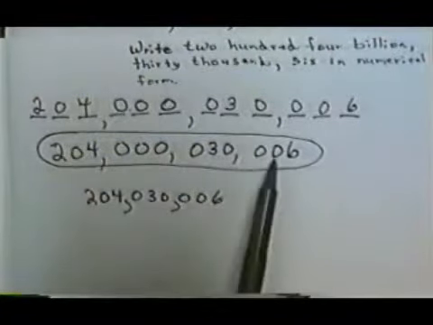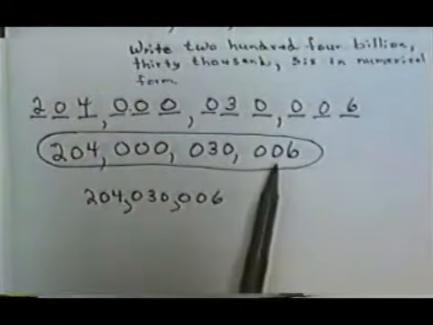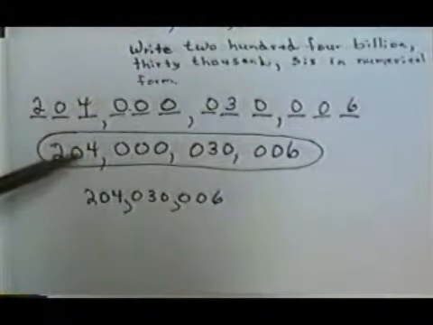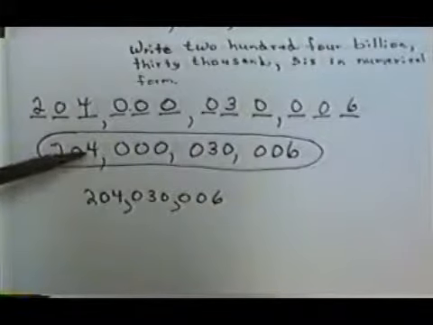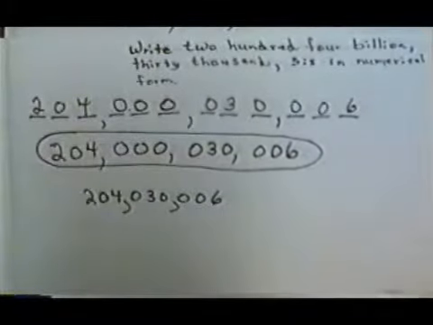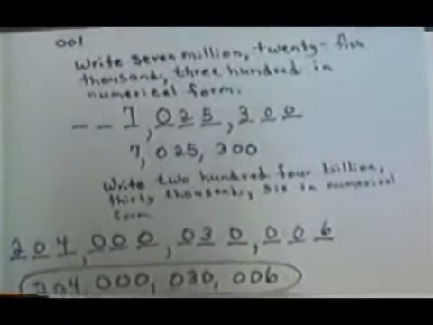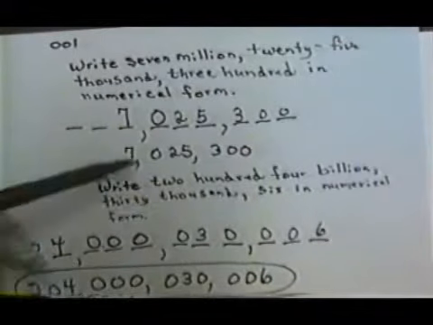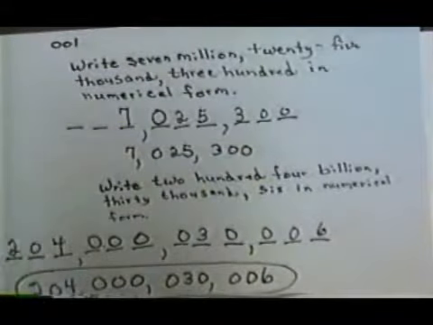Now remember, every single group has to have 3 digits in it, except the last group. And it just depends on how your first number begins. Here, because it was 204, it did use up the 3 spaces. But the number we had done earlier, the 7 million, only used up 1 digit in that place.